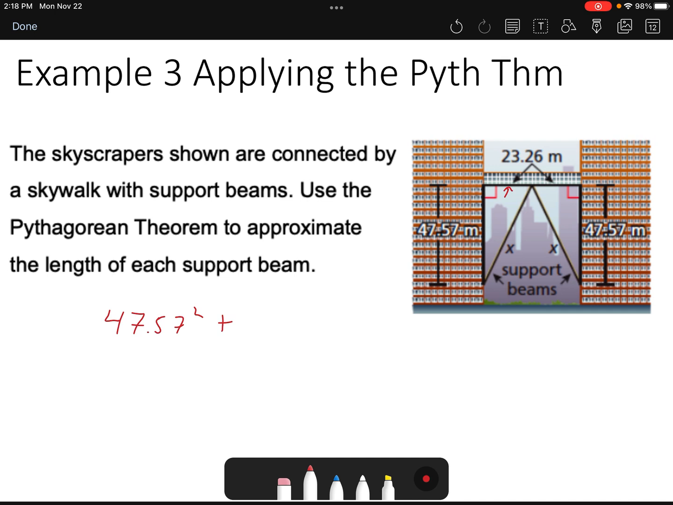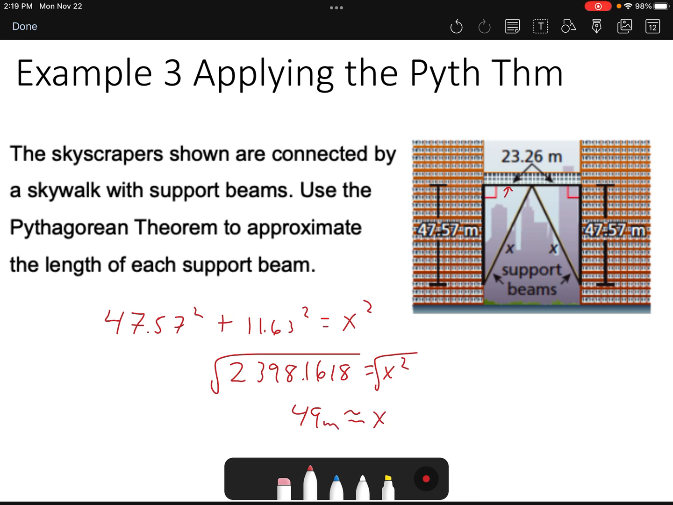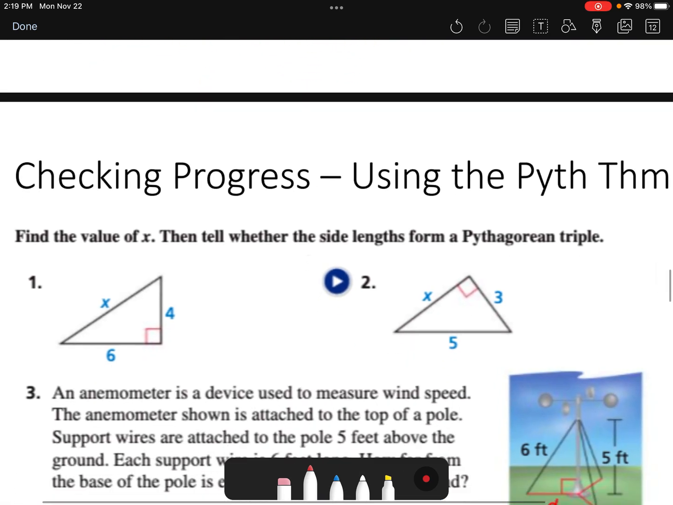plus, now, that's going to be only half of 23.26 because 23.26 is the whole distance across, so we're going to divide that by 2, and it's 11.63 squared equals x squared. So I'm going to square these and add them because the numbers are so big. We get 2398.1618, and we take the square root of all that, and we end up with about 49 meters. Okay, that's how long those support beams would be. So there you go with an application of the Pythagorean theorem.